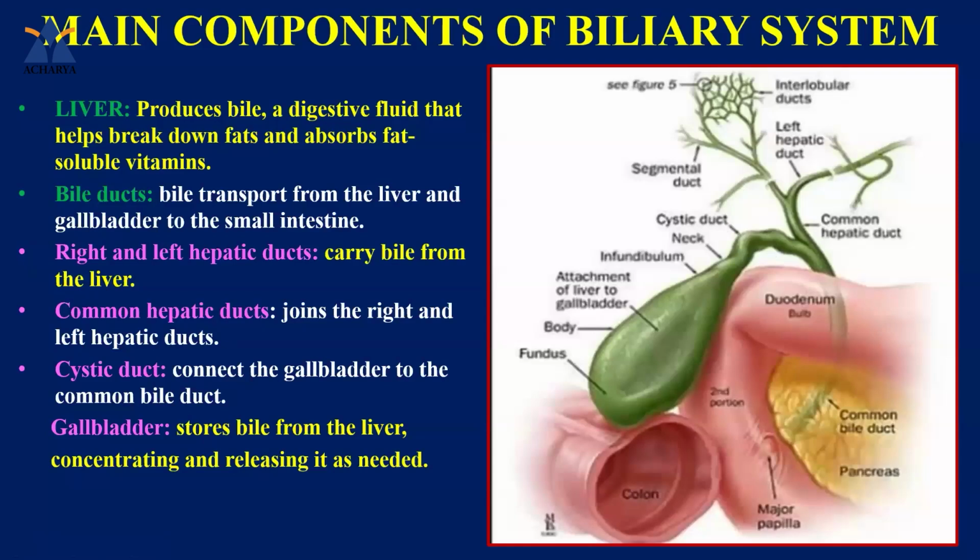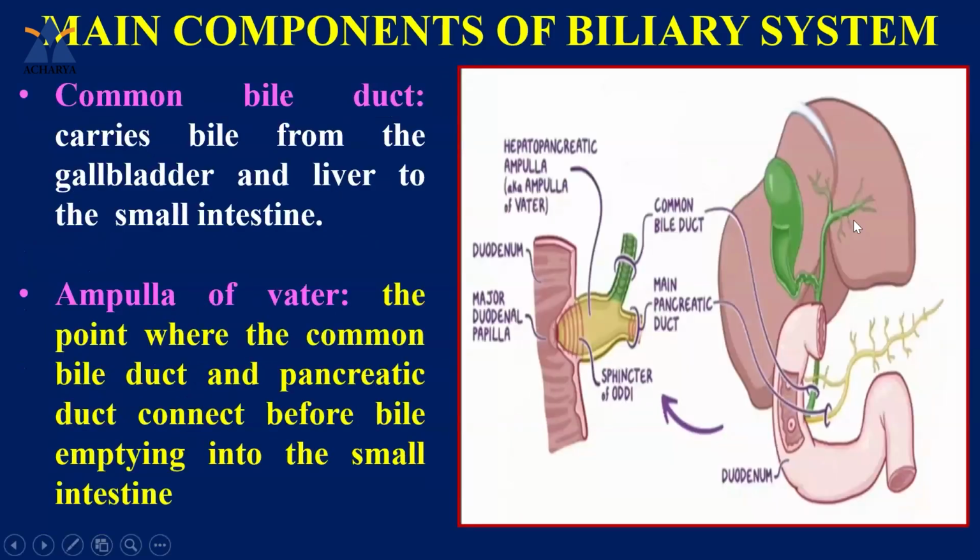The right and left hepatic ducts carry bile from the liver. The common hepatic duct joins the right and left hepatic ducts, and the cystic duct connects the gallbladder to the common bile duct. The gallbladder stores the bile from the liver, concentrating and releasing it when needed. The common bile duct carries bile from the liver to the small intestine. The ampulla of Vater is the point where the common bile duct and pancreatic duct connect before the bile empties into the small intestine.